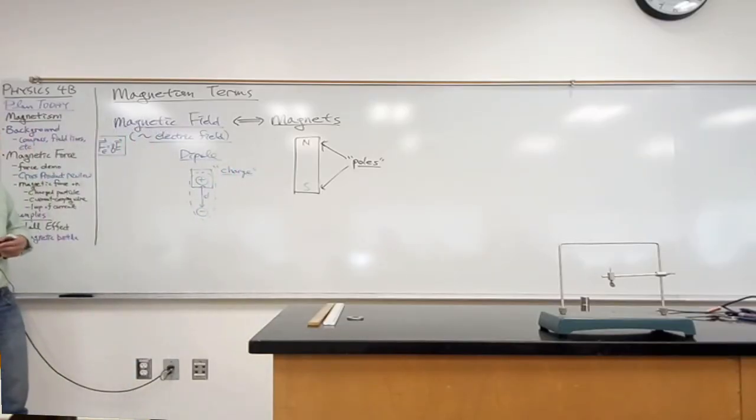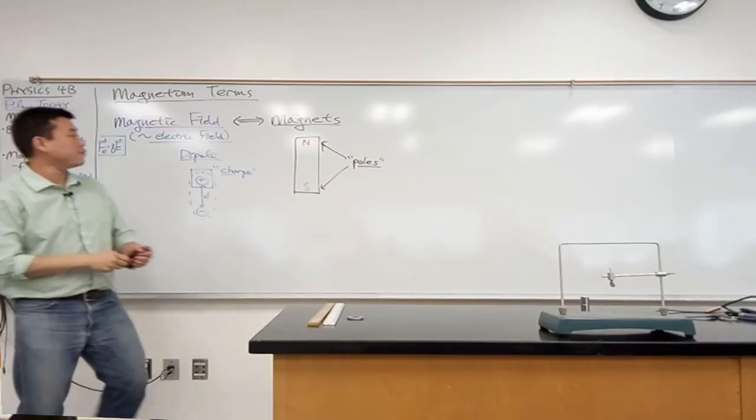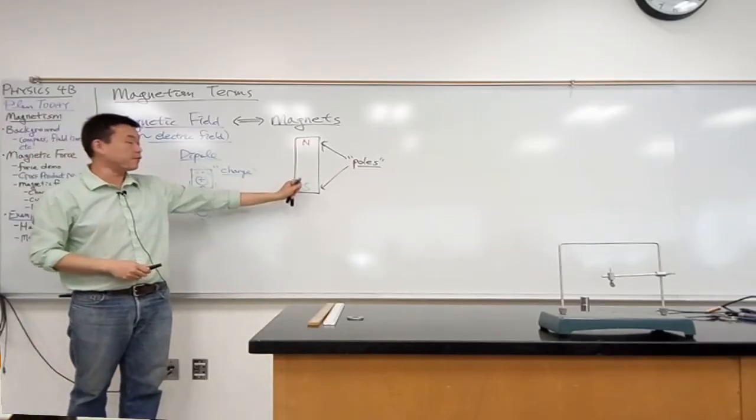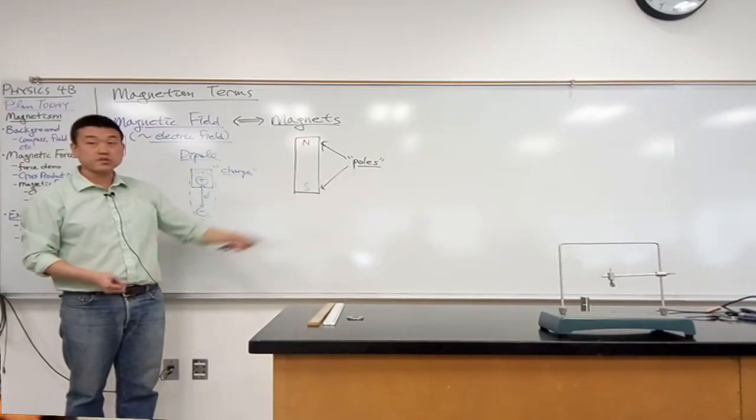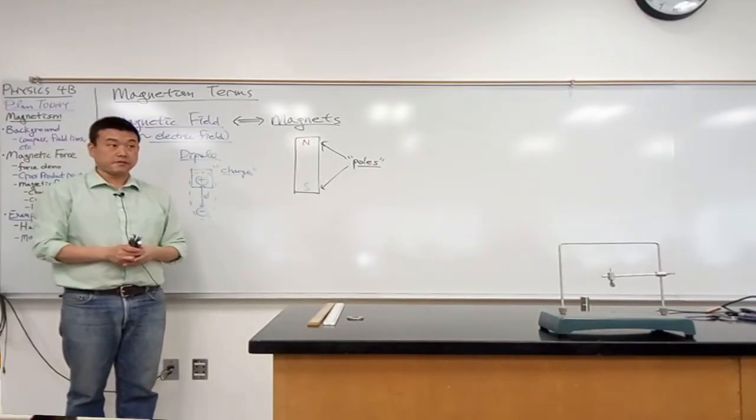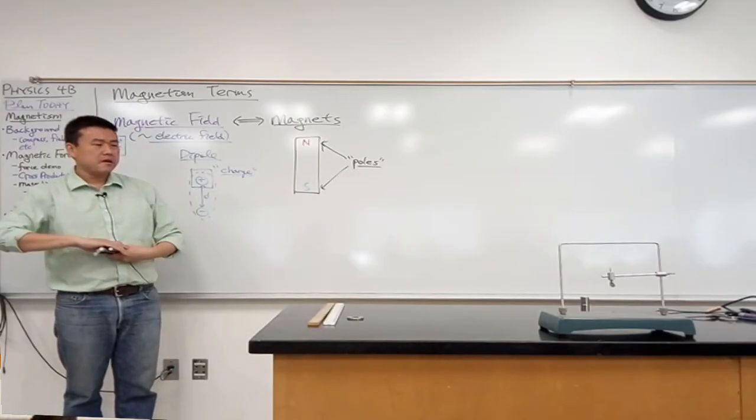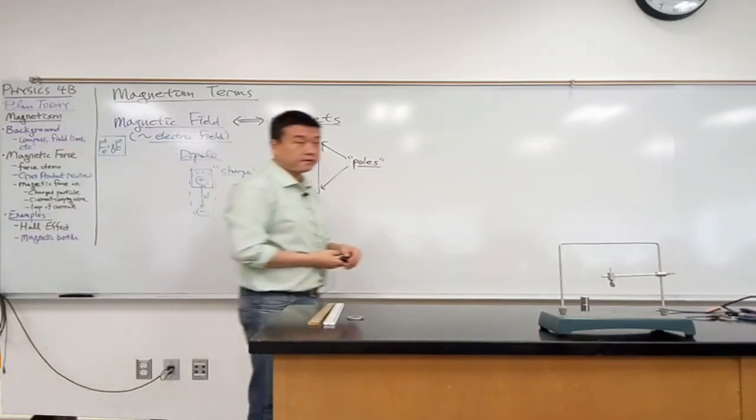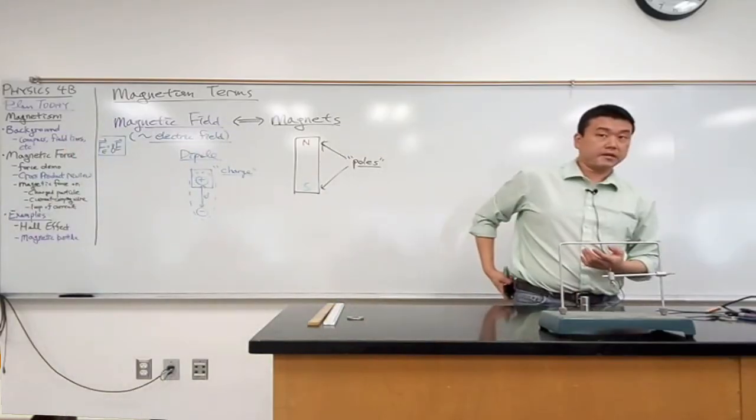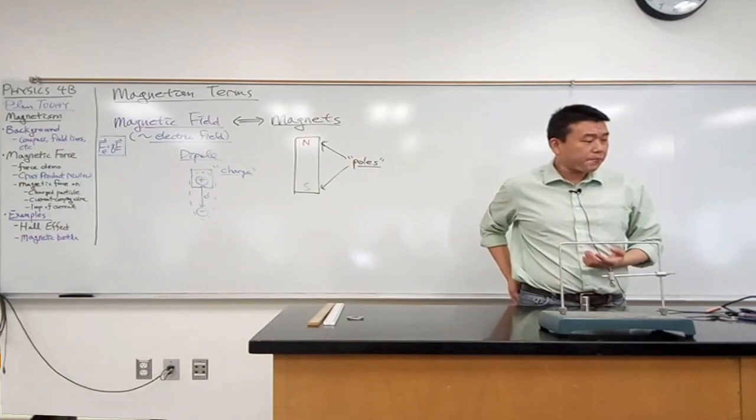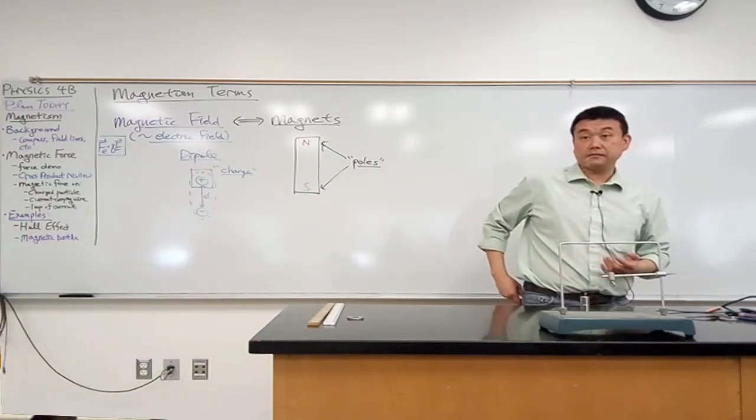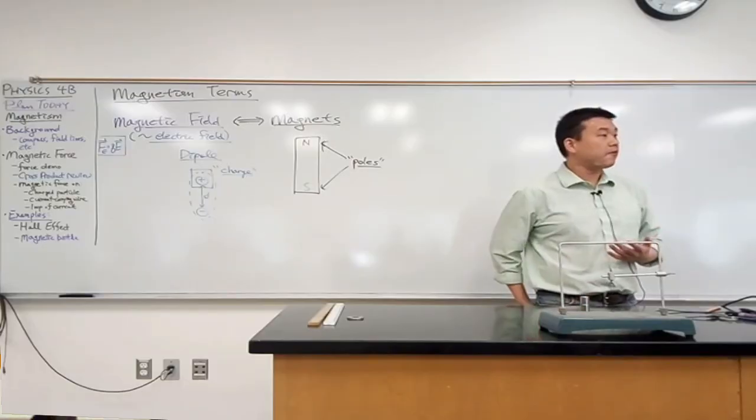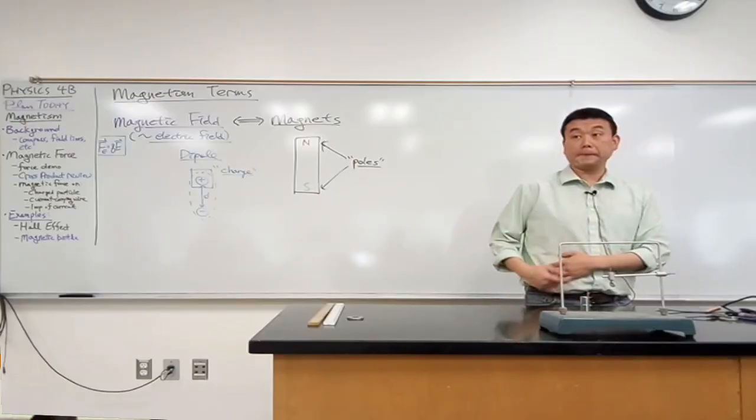So the question is, why do we use a different word for this? Why do we simply not say it's a north charge and south charge? In other words, how is magnetism different from electricity in one key way? This is something I hope you already know. I'm just trying to highlight it. But magnetism is different from electricity in one key way.